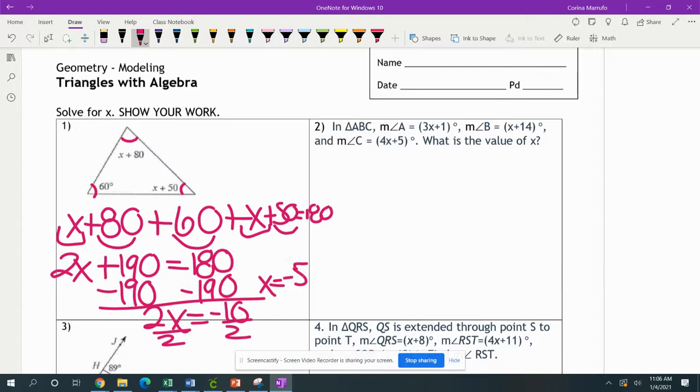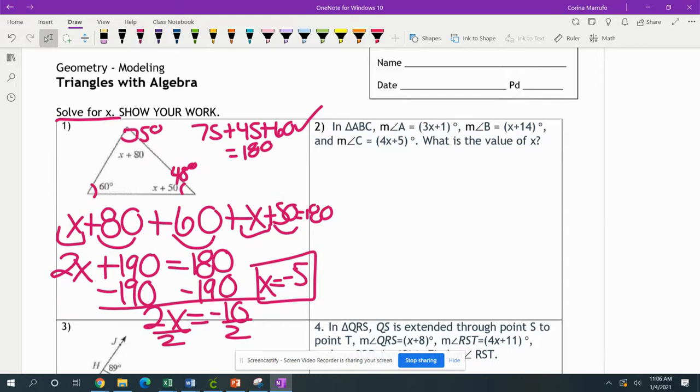So x is equal to a negative number. That is very strange. They're just asking us to solve for x, so we're done here. But if they ask us to find the measure, we go ahead and plug this in. Negative 5 plus 80 gives us 75, so this angle would be 75 degrees, and negative 5 plus 50 gives us 45 degrees. To double check, add 75 plus 45 plus 60, and it does give you 180. That's what made it okay for the x to be negative.